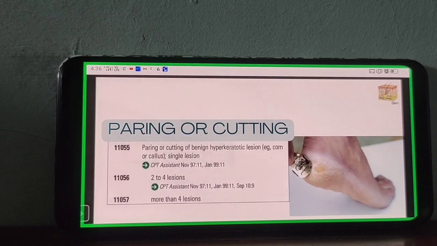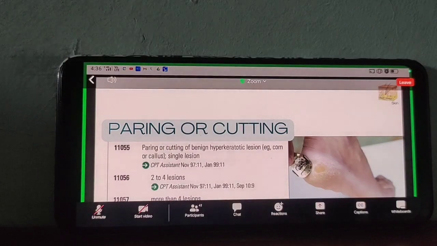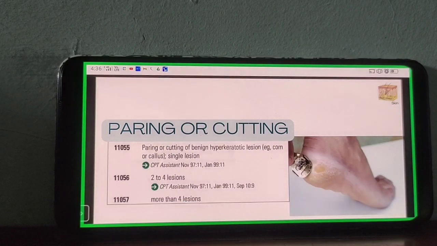Now try this. What is the code for 10 lesions? 11057. 3 lesions? 11056. 11056 for 3 lesions. For 10 lesions? 11057. 11057 for 10 lesions.